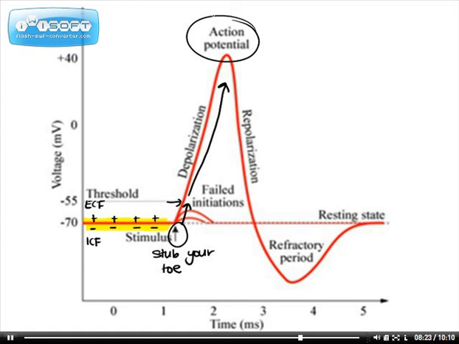Once that action potential has moved through the neuron, we need to start to recreate that resting state. So this is where repolarization occurs. Repolarization is where sodium ions get pumped back out of the membrane and potassium ions start to move back in to create the state in which the cell membrane likes to be at during rest.